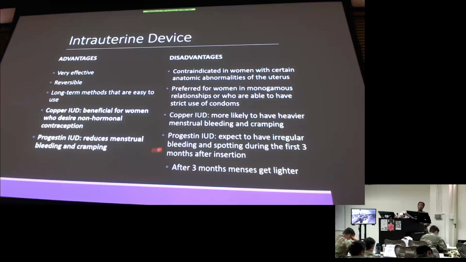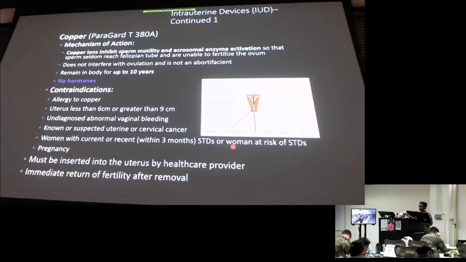Your progestin IUD, you see that you can have some very irregular cycles, and over time those decrease, they get very light, or you'll see where some people say they don't have their menses at all, okay, once they have the IUD in for a longer period of time.